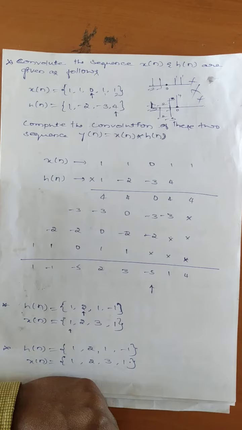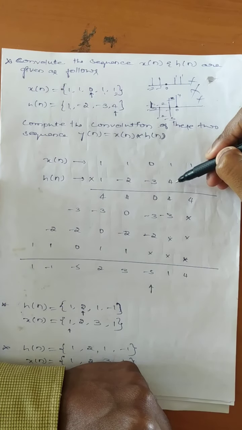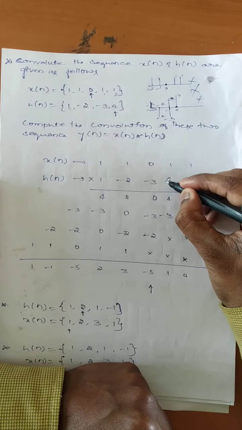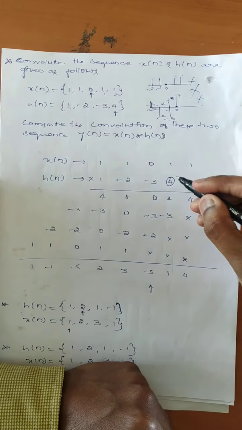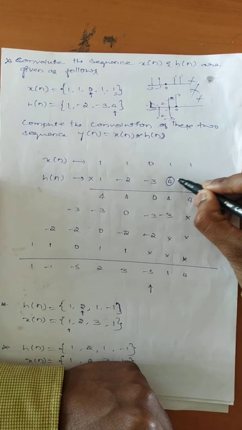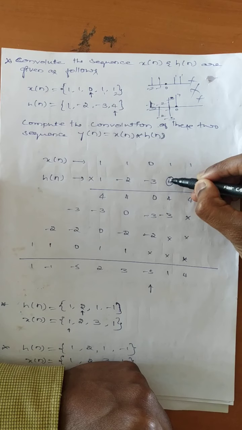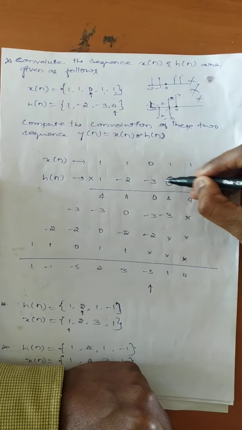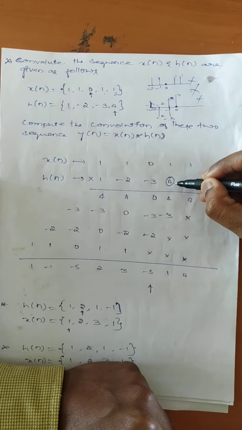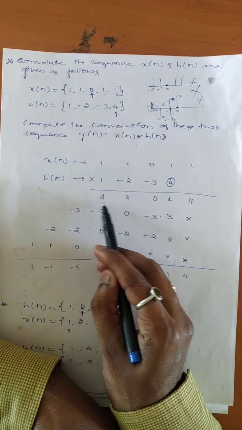Now the first step is to multiply all the samples of x of n with one sample of h of n. Consider the sample 4 of h of n, and multiply it with all the samples of x of n. So 4 into 1 you get 4, 4 into 1 you get 4, 4 into 0 it will be 0, 4 into 1 is 4, and 4 into 1 again is 4. That's what I have written in the first row.